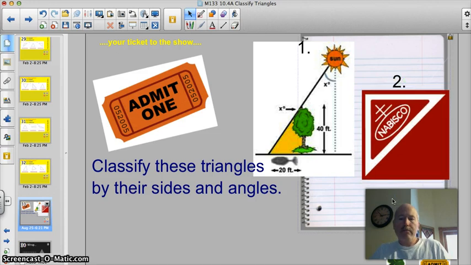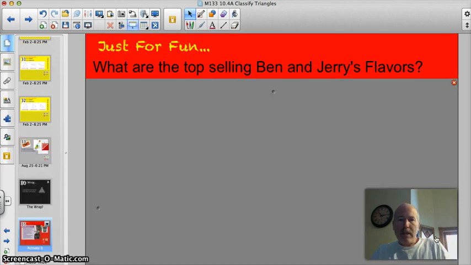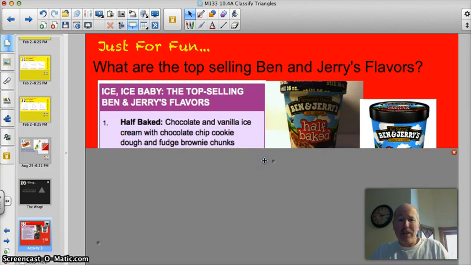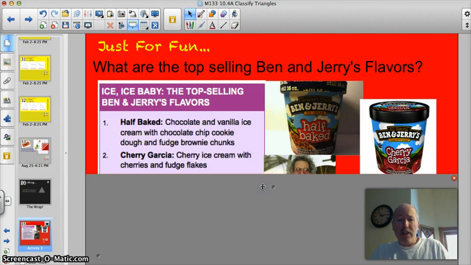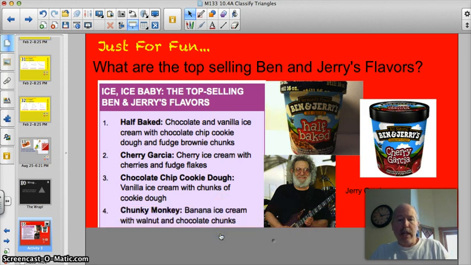Let's get to the trivia question. What are the top selling Ben & Jerry's ice cream flavors? Drum roll, please. The top selling brand: half baked, chocolate and vanilla ice cream, chocolate chip cookie dough, and fudge brownie chunks. Yum. Had some this weekend. Number two, Cherry Garcia. Cherry ice cream with cherry and fudge flakes. Delicious. Don't confuse Cherry Garcia with Jerry Garcia, guitar player for the Grateful Dead. Number three, chocolate chip cookie dough. The fourth one, Chunky Monkey, banana ice cream with walnuts.